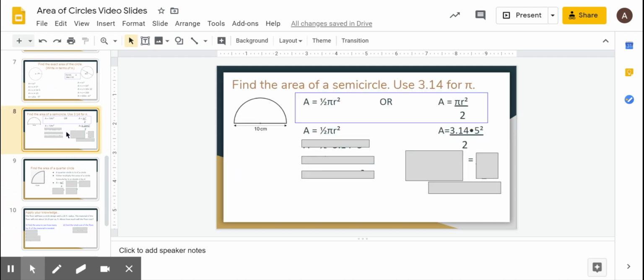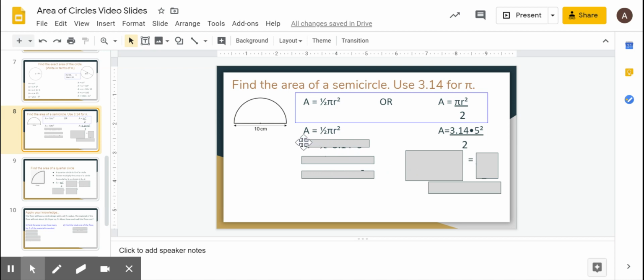Okay, and in our next slide, we have find the area of a semicircle, use 3.14 for pi. So here's our semicircle. If you can remember, semicircle is half of a circle. So there are 2 ways that you can do this. You could take the regular area formula, area equals pi r squared, and you can multiply it by a half, which is what I have here. Or you could take area equals pi r squared, and you can just divide whatever you get by 2. So I'm going to assume that most of you are going to use the second method, but I'm going to just show you both here.